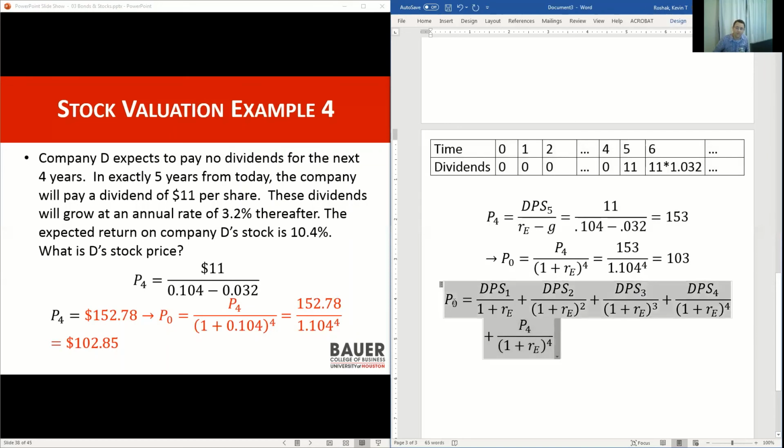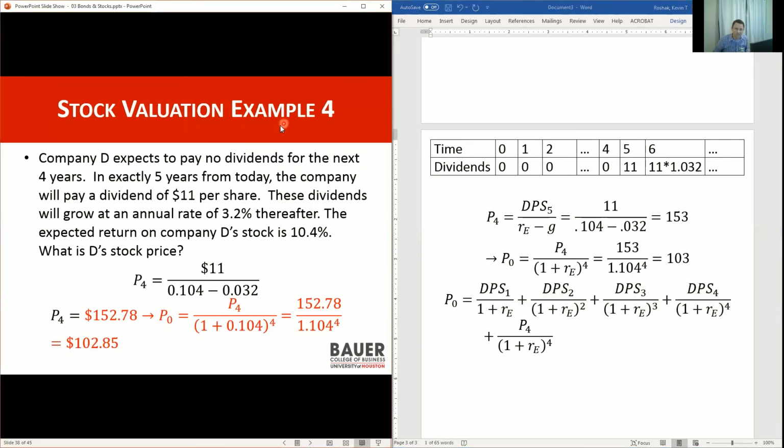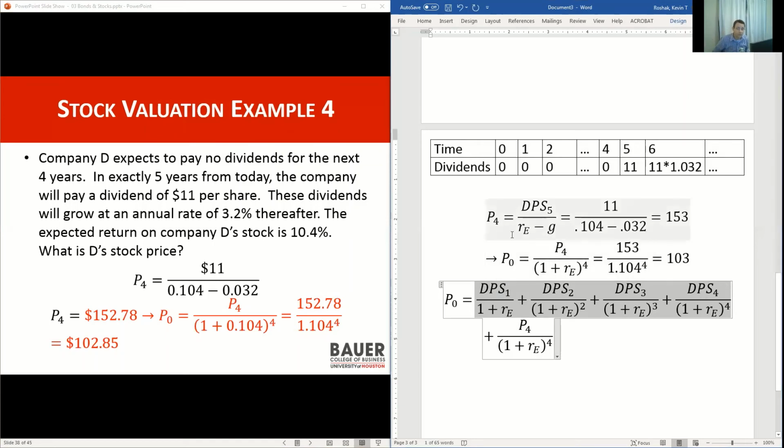How do I find the price of the stock today? Well, I need to value all the dividends. These are the first 4 dividends that I'm valuing. In our example on the slides, those were all 0. So we didn't have to worry about those at all, right? All these first 4 dividends were 0. So we didn't have to do anything. However, we still have to get a handle on the dividends at time 5, 6, 7 through infinity. Those are all captured by P4. Okay. So we can discount that back 4 times to get the price today.